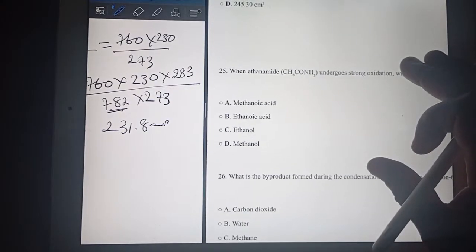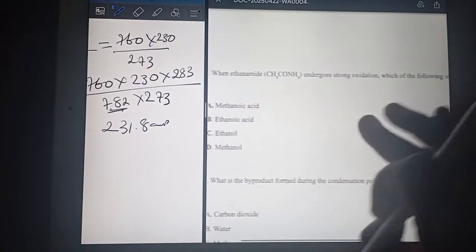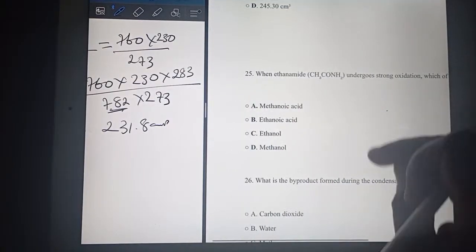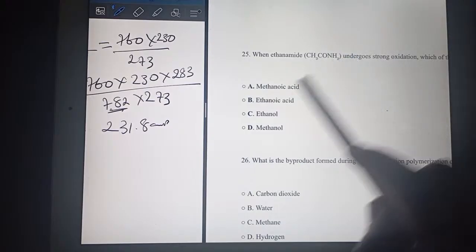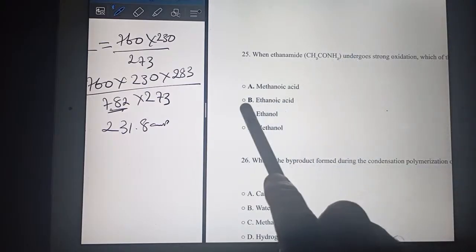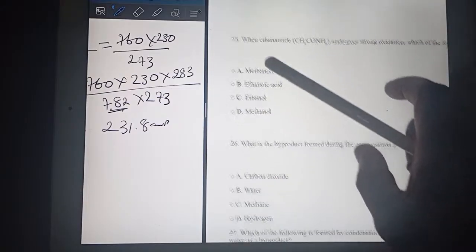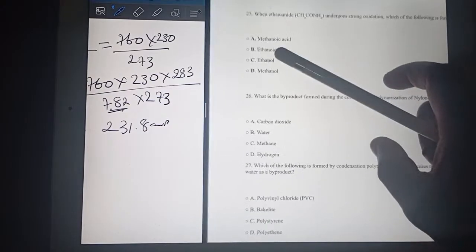They now say, when ethanamide undergoes strong oxidation, which of the following is formed? Ethanamide undergoing oxidation gives you ethanoic acid. Simple. So the correct answer is option B. This one doesn't need much explanation. We go to number 26.